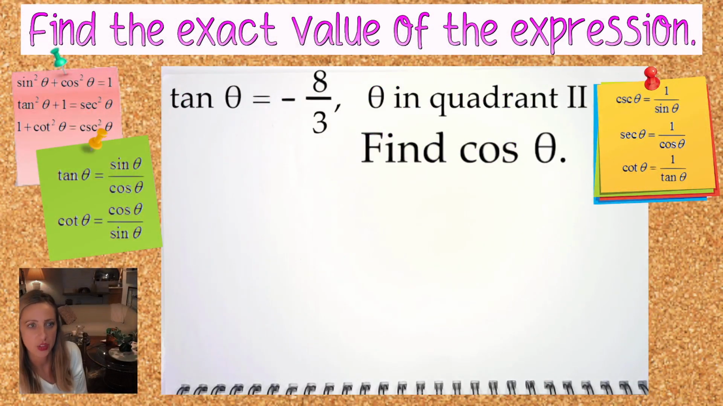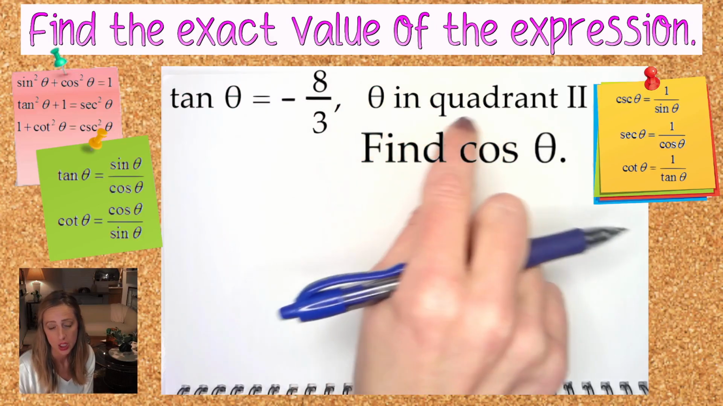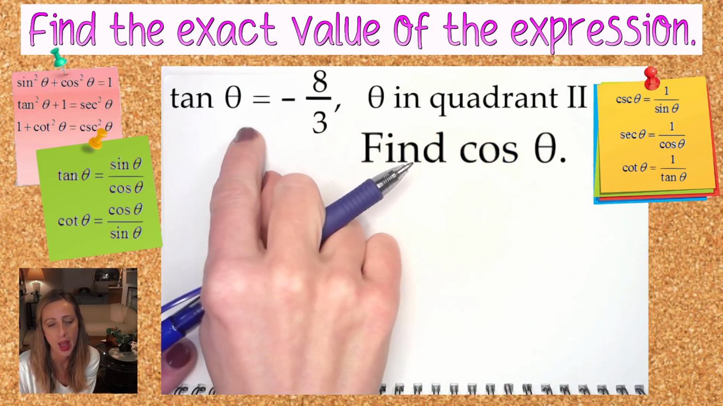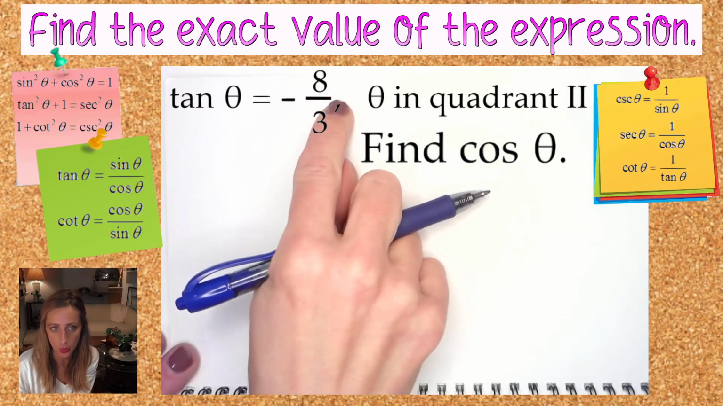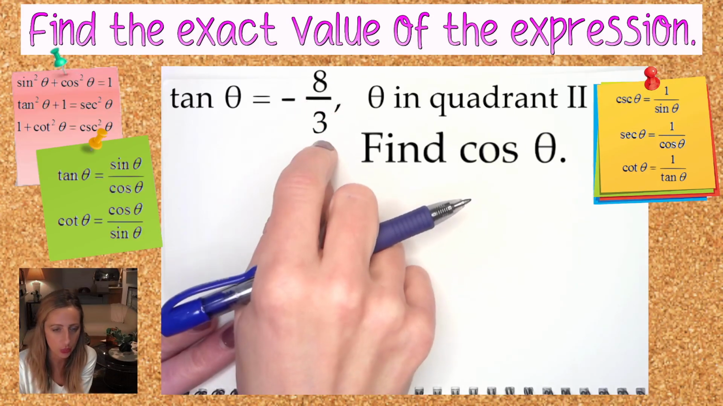Hey everyone, in this video we are going to find the cosine of theta based on the given information. So we are aware that theta is going to be an angle that terminates in quadrant 2 and that the tangent of theta, or the ratio of the opposite to the adjacent, will be -8/3.